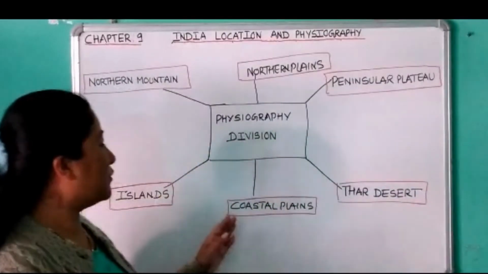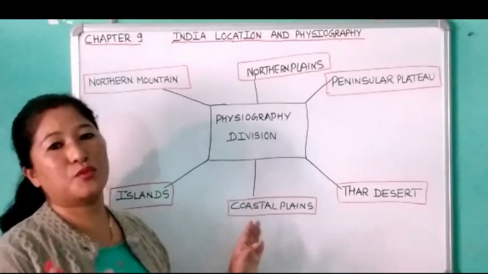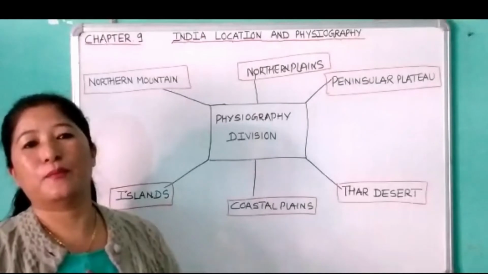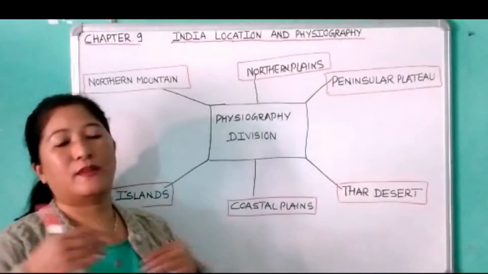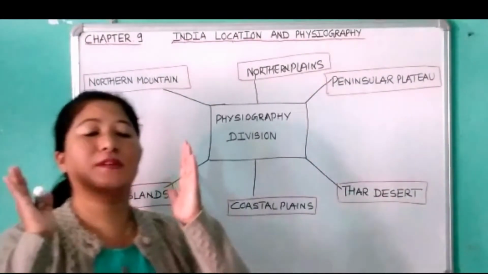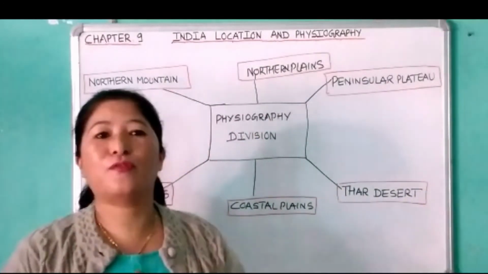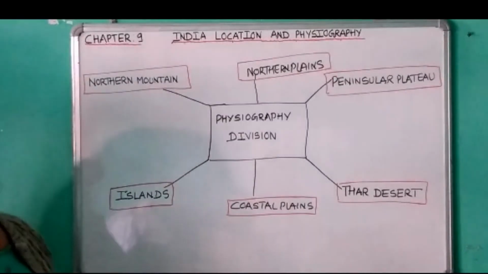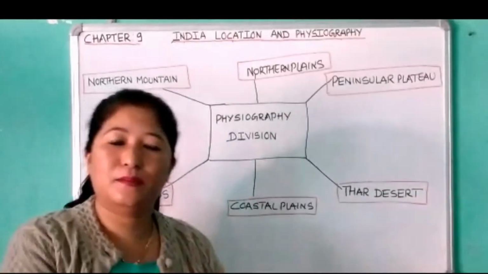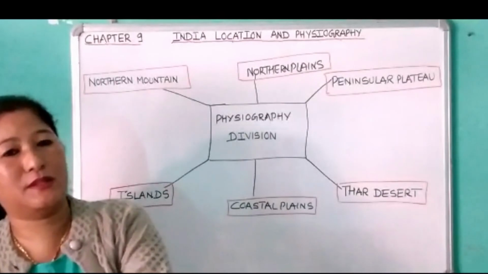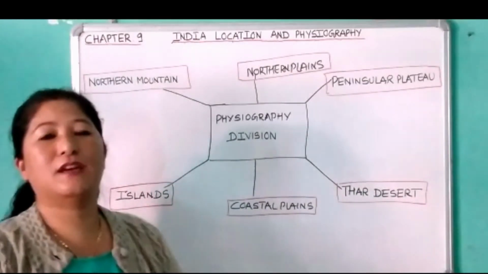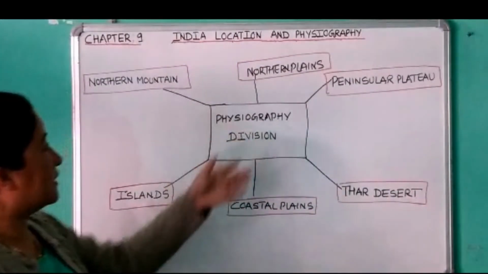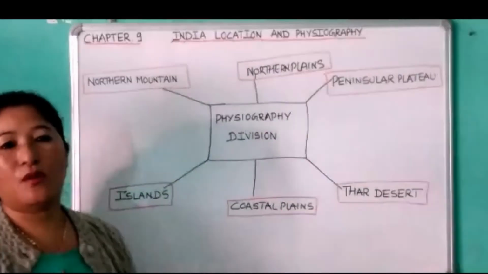Let's move on to the coastal plains now. India has 2 coastal plains, the Eastern Coastal Plain and the Western Coastal Plain. They are parallel to the Arabian Sea and the Bay of Bengal. Then we have the last one, the islands. India has two groups of islands: the Andaman and Nicobar Islands, which are over the Bay of Bengal, and another group, the Lakshadweep Islands. So these are the different physiographic divisions of India.